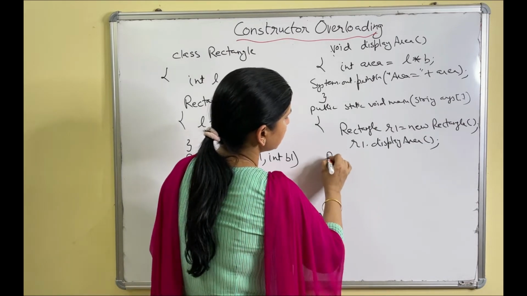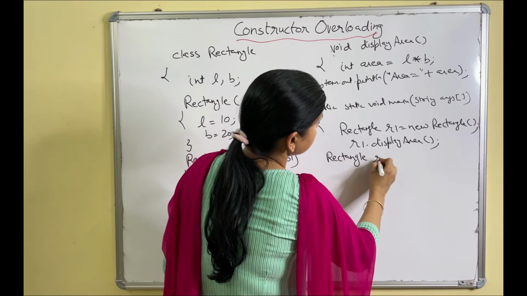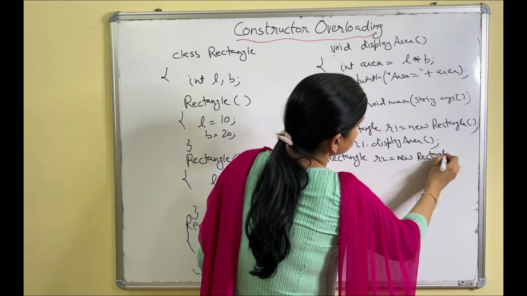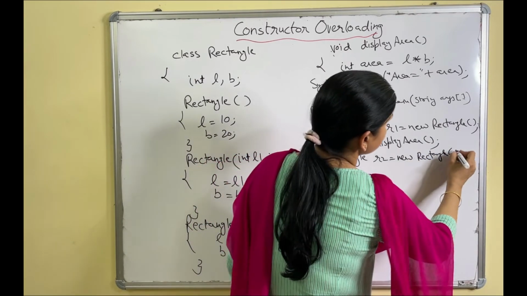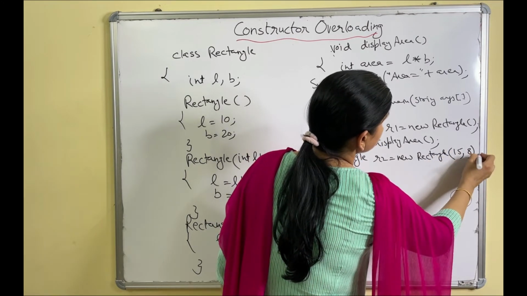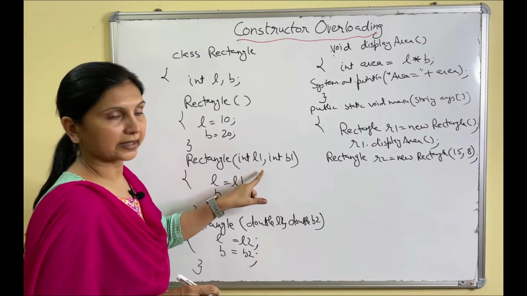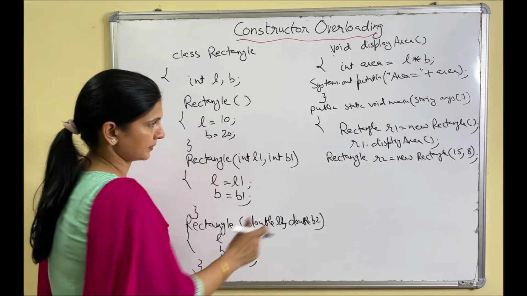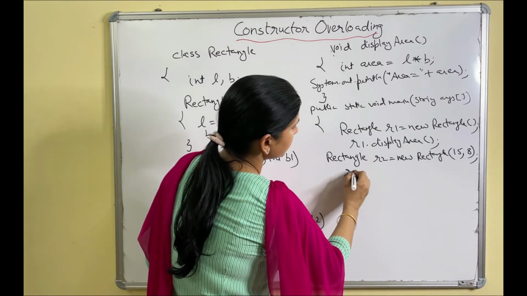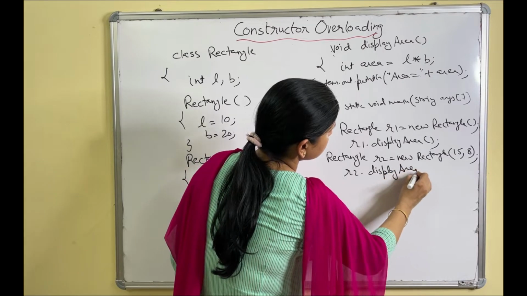Then we will create another object to invoke the other constructor with parameters. Rectangle R2 equals new Rectangle. Here we will pass, let it be 15 and 8, right? As we have passed two integers, it will automatically invoke the Rectangle constructor with two integers. Then in L and B, 15 and 8 will be assigned, and in the same way we will invoke this method displayArea.